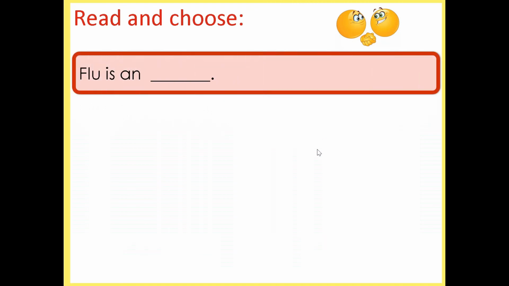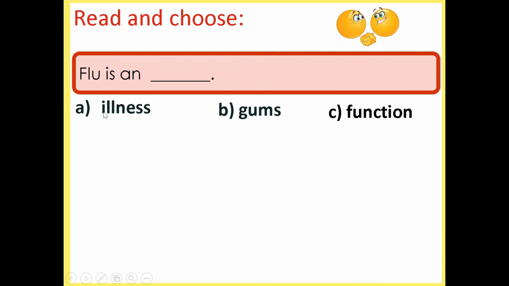Now read and choose the correct answer for each sentence. Flu. All of us know or have had flu or a cold in winter. So what is a flu? Is it function, or gums, or illness? Try to read the sentence and guess what the best word is. It's illness, that's right. When you have flu, you are sick. So flu is an illness.